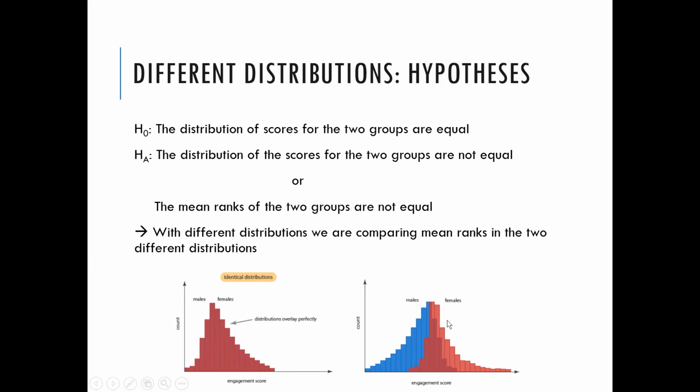In this case, we have a situation where they actually have a different distribution, right? The males are skewed left and the females are skewed right.